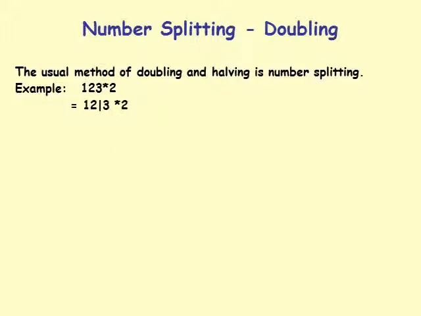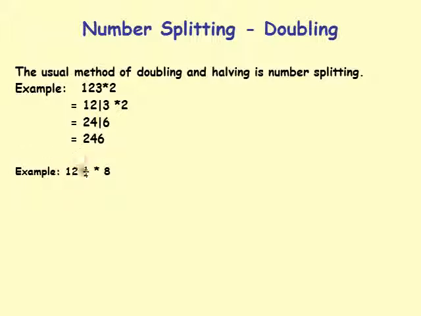We split 12 on one side, 3 on the other, times 2. 12 times 2 is 24 on the left side. On the right is 3 times 2, which is 6. That's 246. Let's continue here.